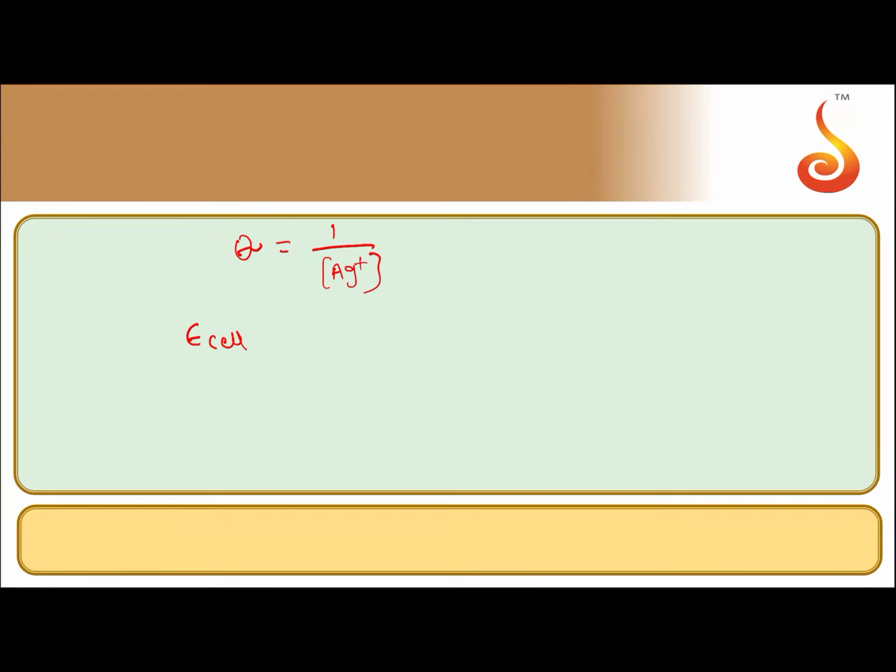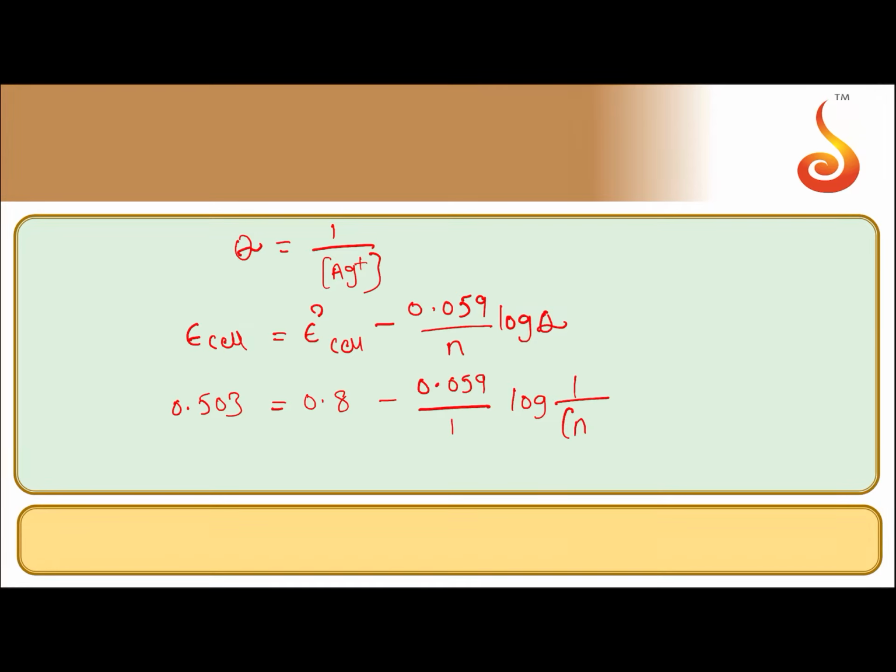Then E cell is equal to E0 cell minus 0.059 by n log Q. E cell value is given, 0.503. So 0.503 is equal to E0 cell, 0.8, minus 0.059 by 1 log 1 by Ag plus. From this, if you calculate the Ag plus value, we will get the concentration of Ag plus as 9.55 into 10 power minus 6 molar. That is the Ag plus concentration.